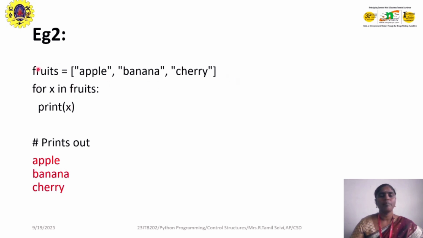Consider this example. Here, apple, banana, and cherry, a list of items, are stored in the variable fruits. From this list, we are going to display the elements in the output. For this purpose, you can use the for loop: for x in fruits, print x. If you run this program, you will get the output as the list of items in the variable fruits: apple, banana, and cherry.